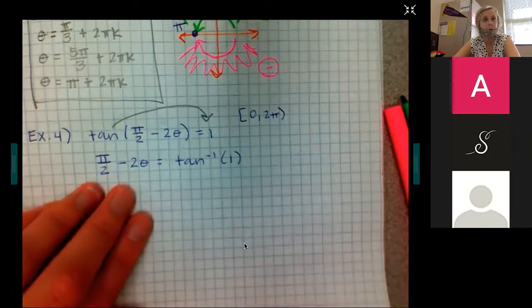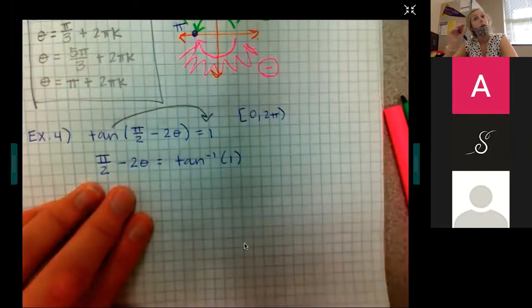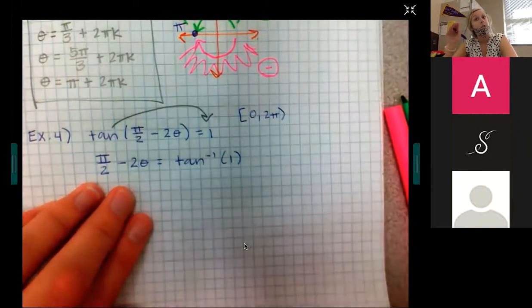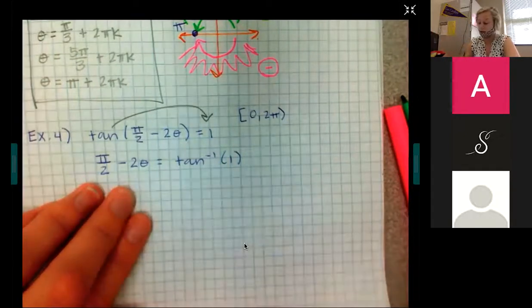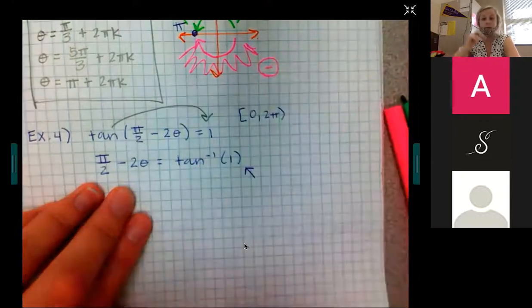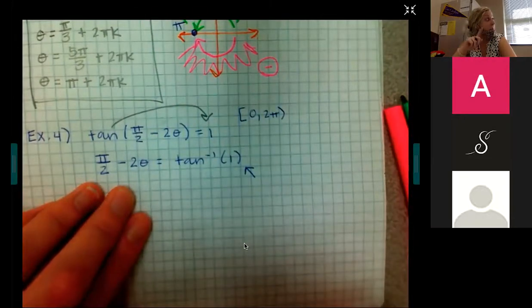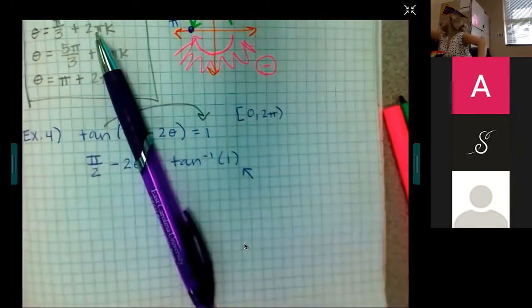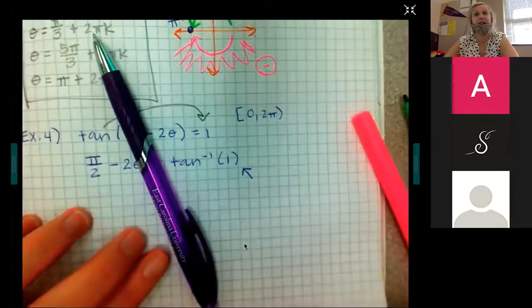Is everybody okay with step 1? Okay. Now, I'll make sure we're all paying attention. When you take the tangent inverse at the beginning, I hate when they call me when I'm teaching. I'm not answering. It's going to drive me nuts.